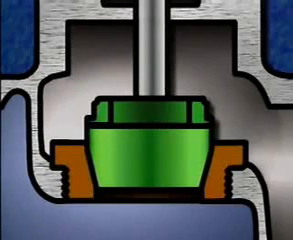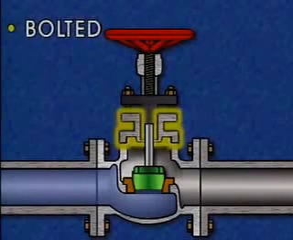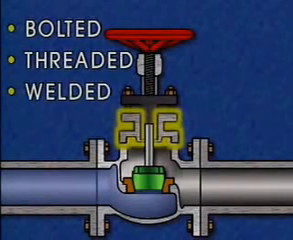In order to maintain a leak-proof seal, the faces of the disc and the seat must be smooth and fit together perfectly. The removable bonnet is designed to allow access to the interior of the valve and to provide a leak-proof seal. It also supports the other valve components. The bonnet can be bolted, threaded, or welded to the valve body.